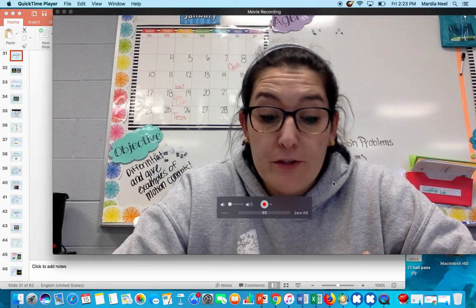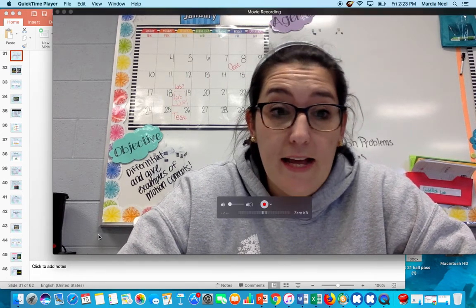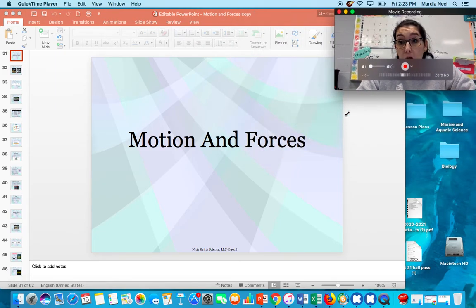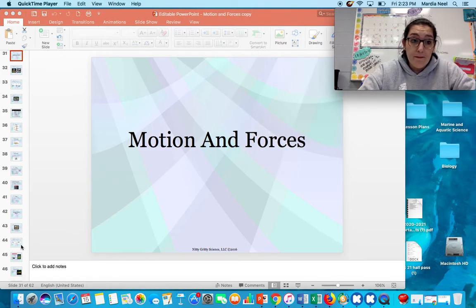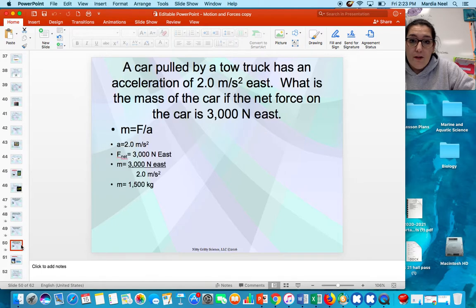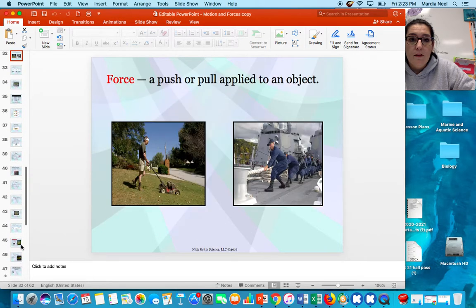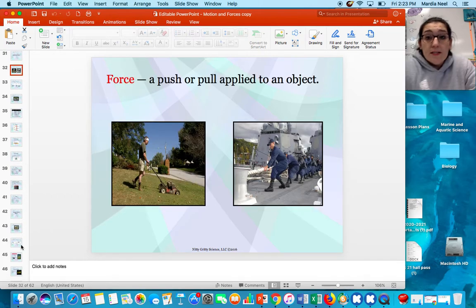We're going to move on to Chapter 3, and we're going to talk about forces today. So forces are what we commonly call a push or a pull. Let's scroll down to where we are in the PowerPoint. All right, so a force is a push or a pull that's applied by an object.